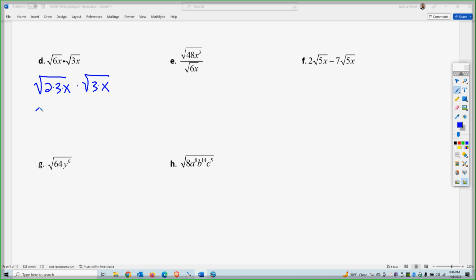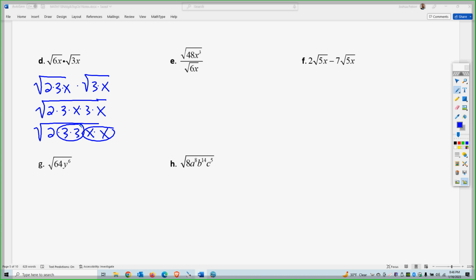But I can certainly combine these using the product rule. 2 times 3 times x times 3 times x, right? The product rule of radicals. You can look at the top of the page. This is in fact 2 times 3 times 3 times x times x. So I have a pair of x's and I have a pair of 3's.